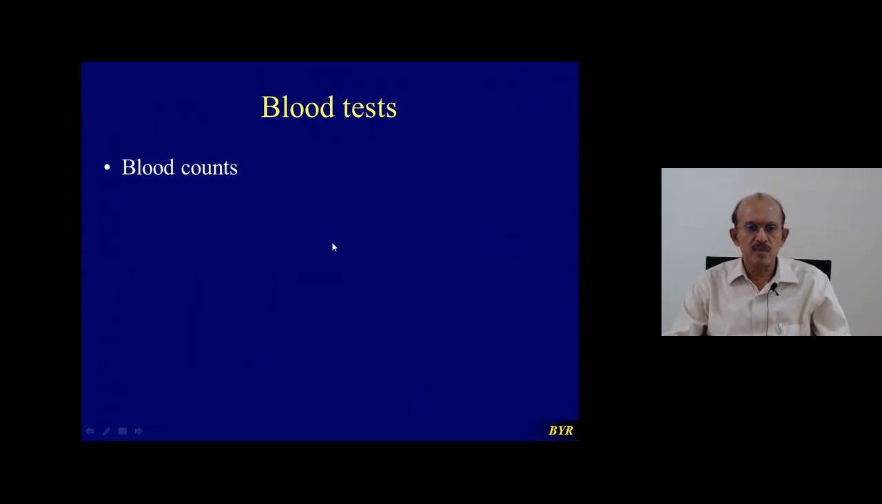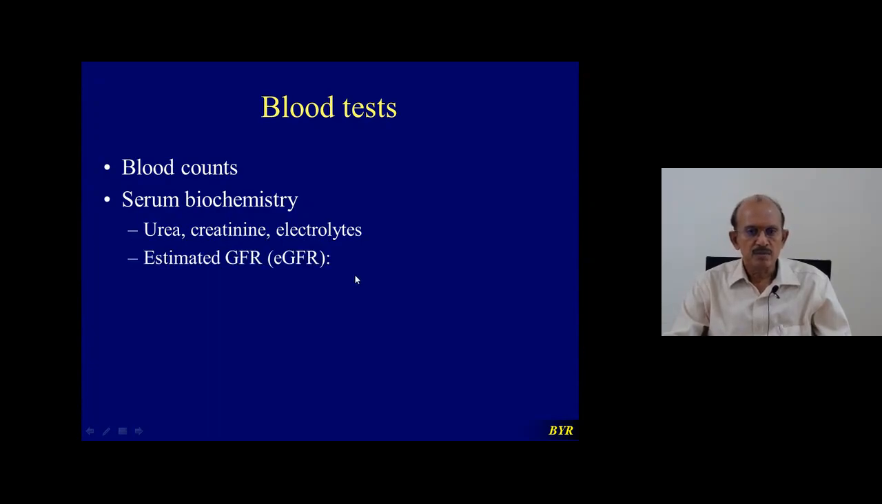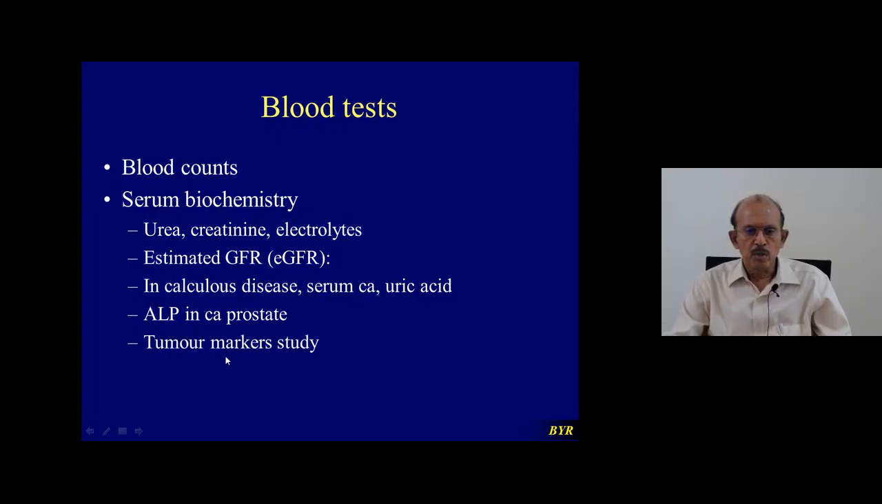Next, the blood tests. Blood counts, serum biochemistry. Blood counts means the total count and the differential count. Then serum biochemistry for the urea, creatinine, electrolytes, to evaluate the renal function. Then estimated glomerular filtration rate. Then in calculus disease, serum calcium and uric acid have to be evaluated. Alkaline phosphatase in carcinoma of the prostate. Tumor marker study.